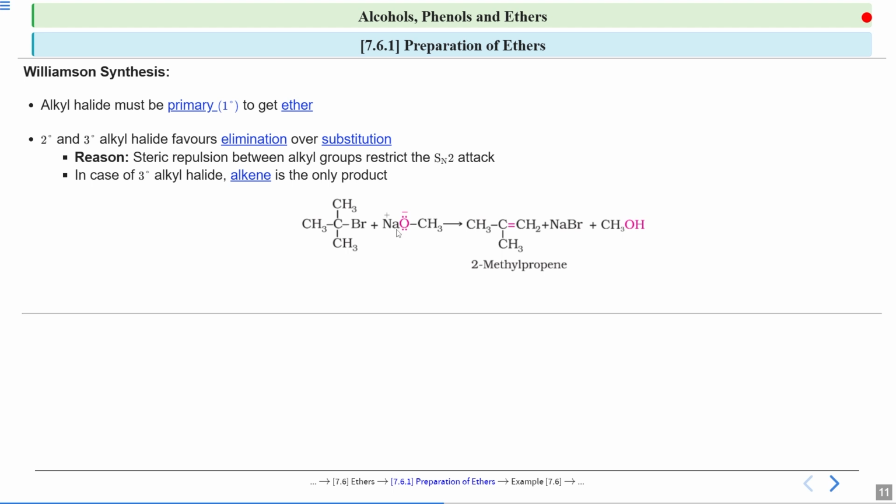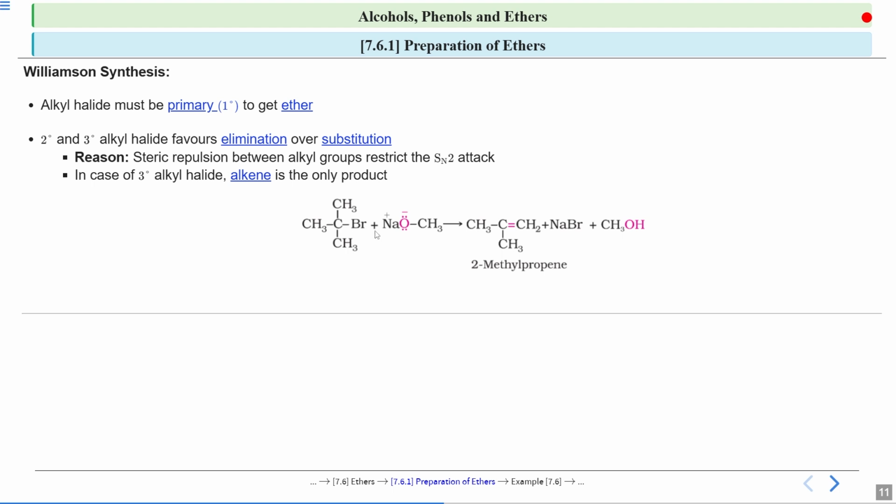Now what happens in Williamson synthesis is that this oxygen, which has electron density, attacks this carbon of your alkyl halide. Now imagine that this carbon is further connected to 3 methyl groups. So the steric hindrance factor is over here. It is sterically not favored because there is steric repulsion between the alkyl groups, so your SN2 attack is not favored. That is why it is preferred to take a primary alkyl halide if you want to get an ether.